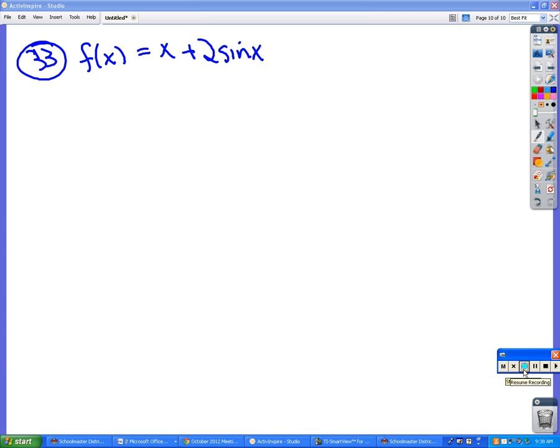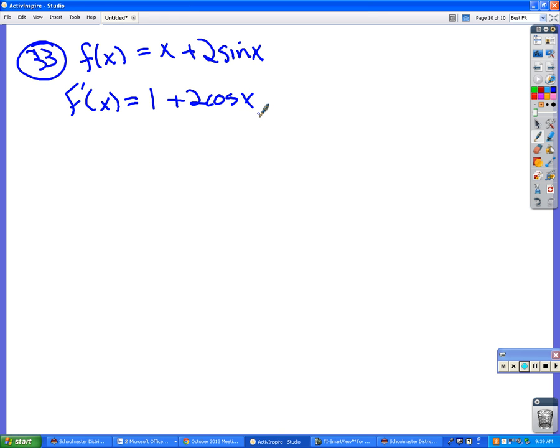Okay, so we're going to take this and find the horizontal tangent. So the first step, 95% of the time, is find the derivative. So the derivative is 1 plus 2 cosine of x. Yes? Okay. What does the slope equal when you have a horizontal tangent? 0. So you got to take this and set it equal to 0. Will you do that for me?